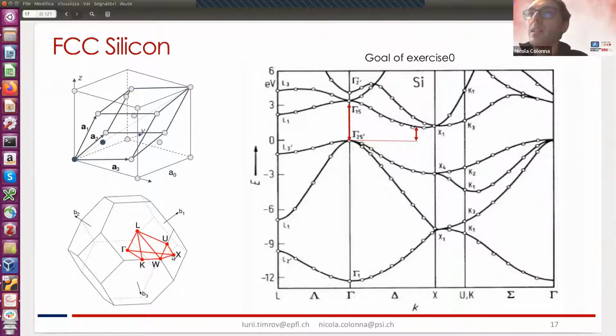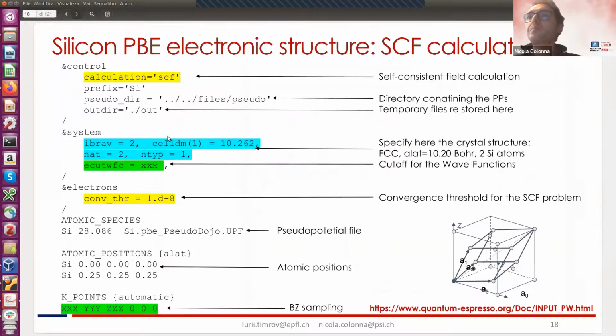X is something that lies in the middle of this square here. How do we put this information about the structure in Quantum ESPRESSO? Well, this is how the input looks like.